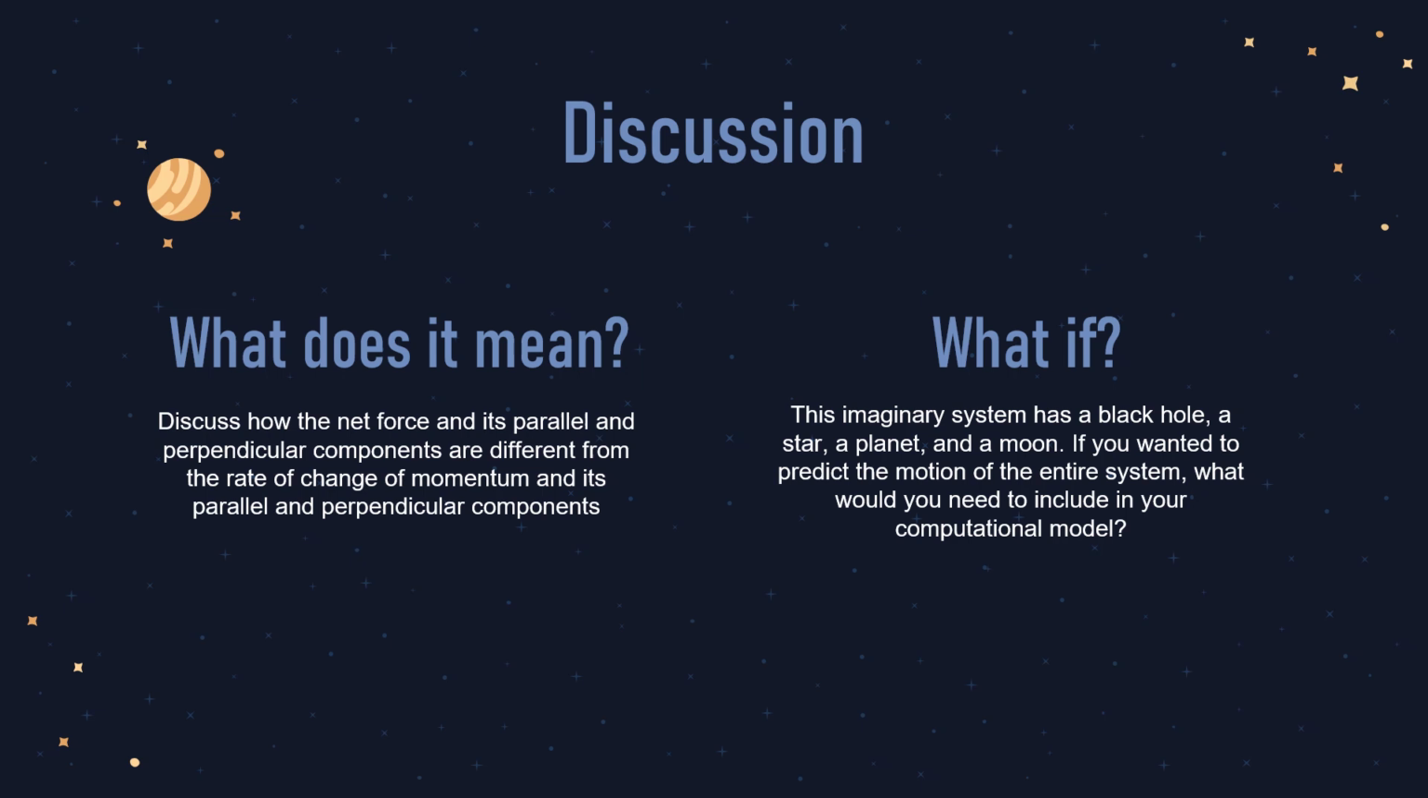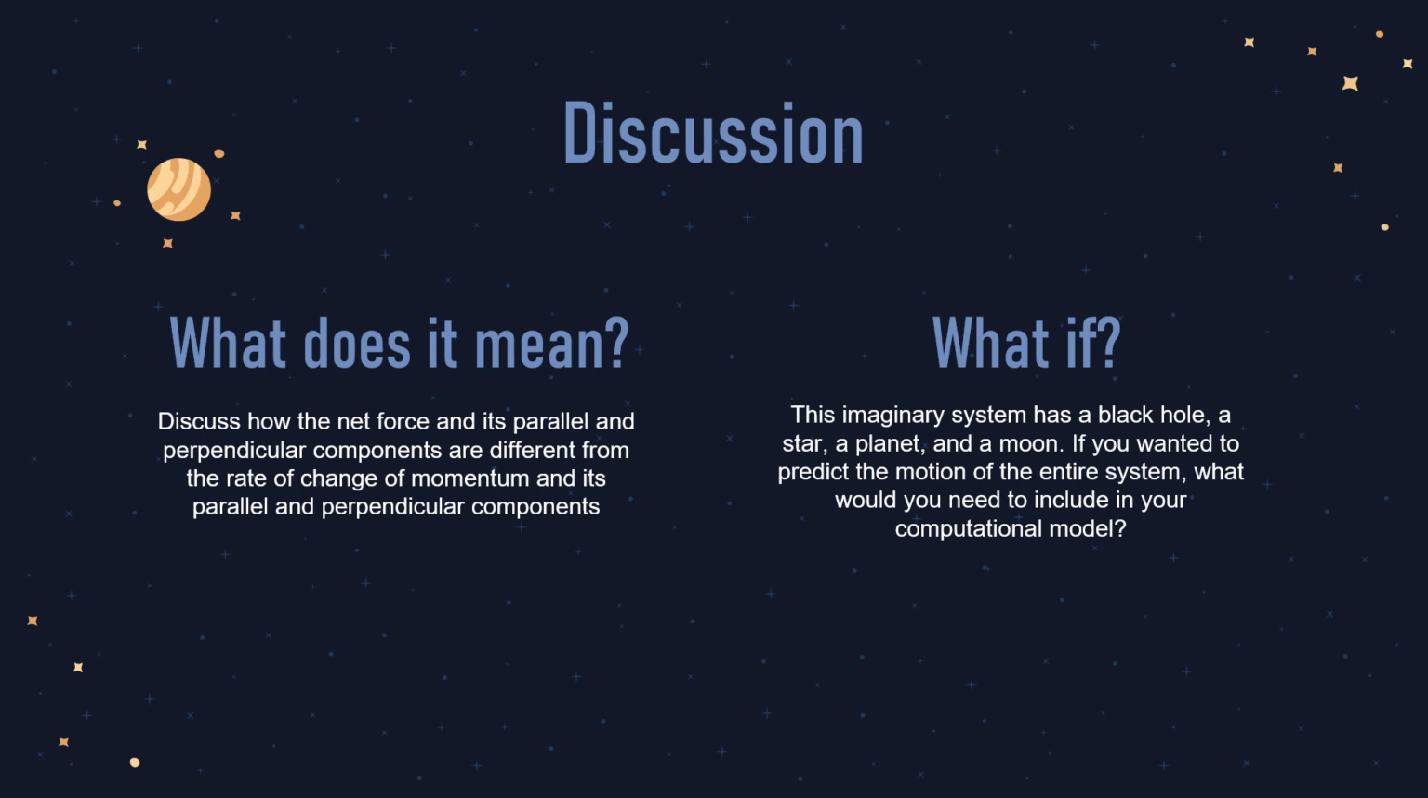Lastly, we will do the discussion section of the lab. So what does it mean? It says to discuss how the net force and its parallel and perpendicular components are different from the rate of change of momentum and its parallel and perpendicular components. So earlier we showed that mathematically net force is equal to the rate of change of momentum. However, net force is much harder to calculate since you would need to know every force acting on the system. Rate of change of momentum, on the other hand, you only need to know the system's change of motion, which is why we use it in this lab.